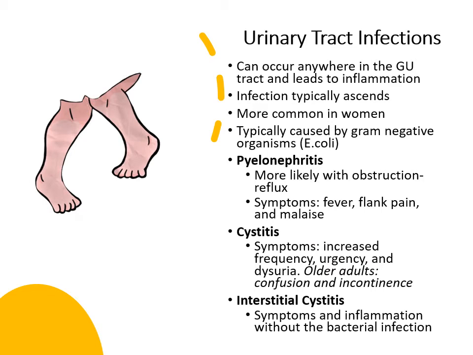Okay, well, I guess this slide won't have to be very long because really that's what we just spoke about, right? So urinary tract infections can occur anywhere in the genitourinary system, right? So the infection can start in the bladder and it can ascend to a kidney, leading to pyelonephritis. Urinary tract infections are much more common in women.